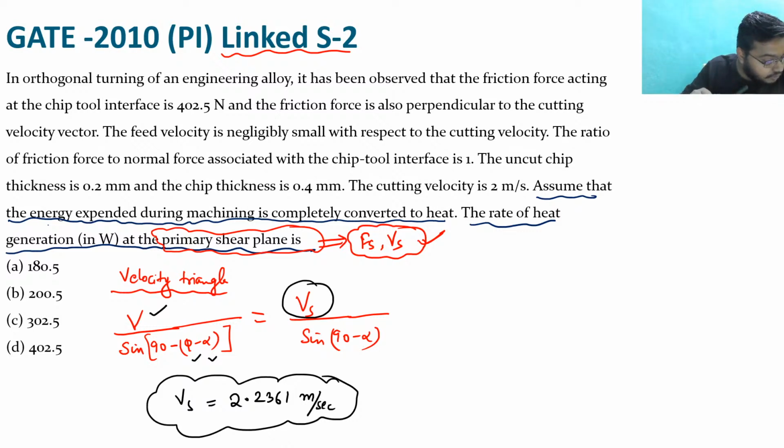Yes, Asis, we have to use the velocity triangle. If you have any problem in the velocity triangle, then please do let me know. I will again explain the velocity triangle to you. Okay, so from the velocity triangle, you can get the velocity as Vs is equal to 2.2361.